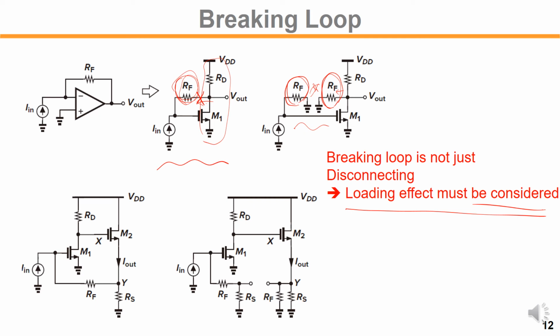This is another example when you have this kind of negative feedback. When you break the loop here, you also have to consider the loading RF and RS on both sides like this. So identifying this kind of loading effect will not be easy for you guys. So we will just have a rough idea here. We'll just stop here for when you analyze the feedback.